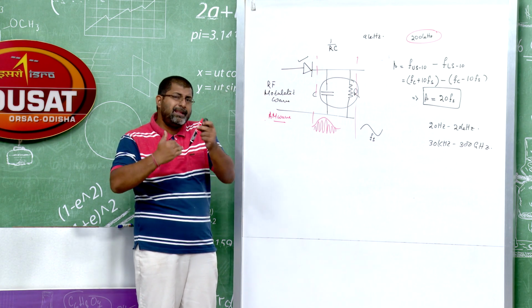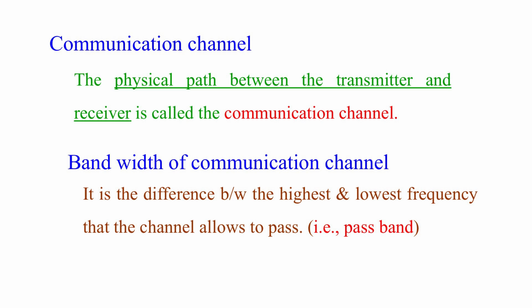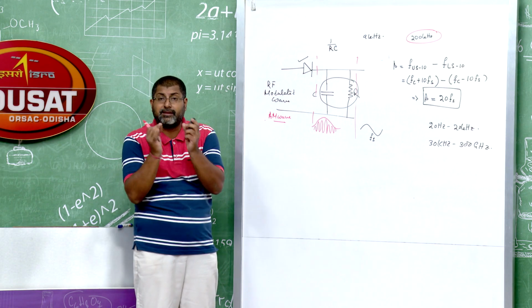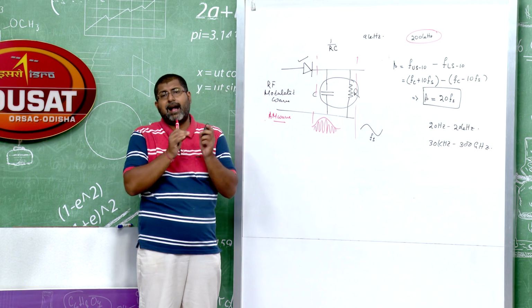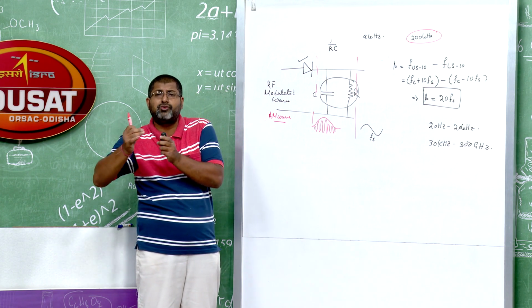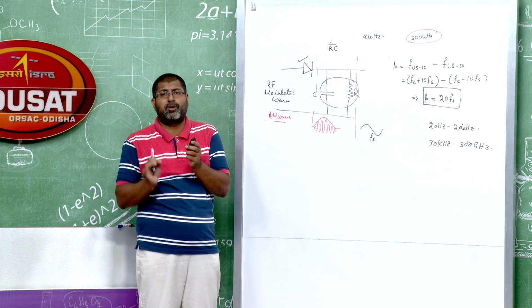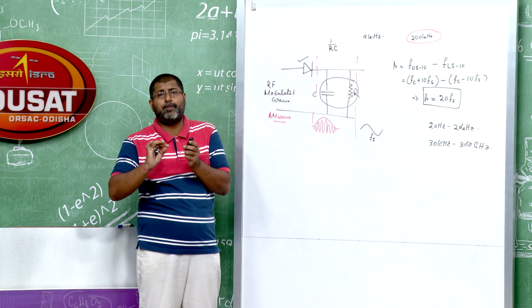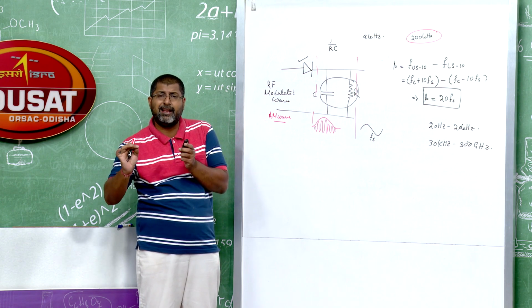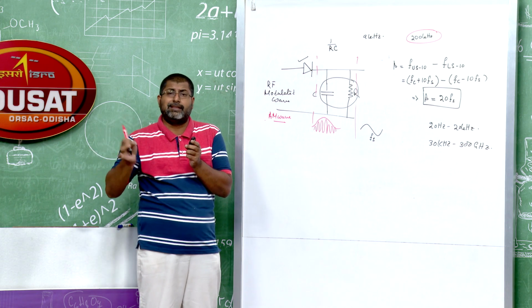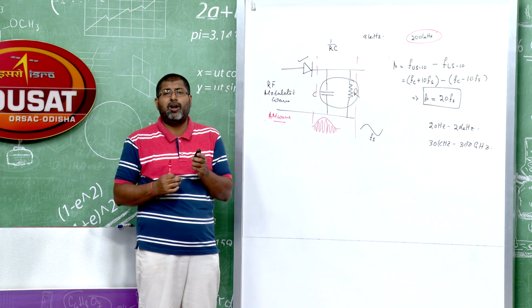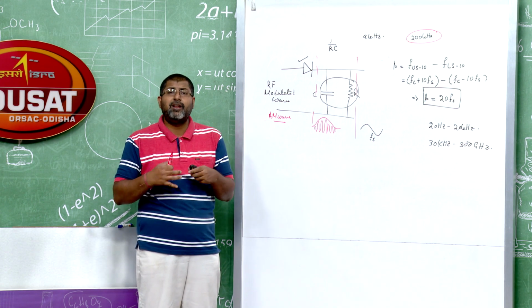Now, come to the next interesting thing: what is a communication channel? The physical path between transmitter and receiver is known as the communication channel. The bandwidth of a communication channel is the difference between the highest and lowest frequency that the channel allows to pass through it. Again I am saying, the physical path between transmitter and receiver is the communication channel, and that difference in frequency that the channel allows is called the bandwidth of the communication channel, or pass band.